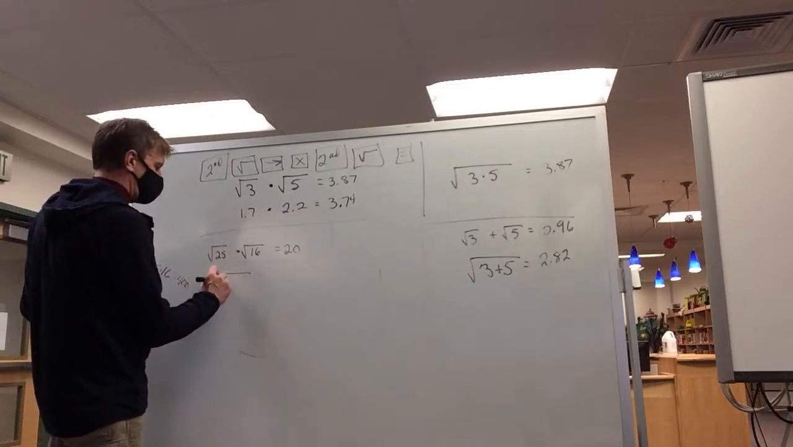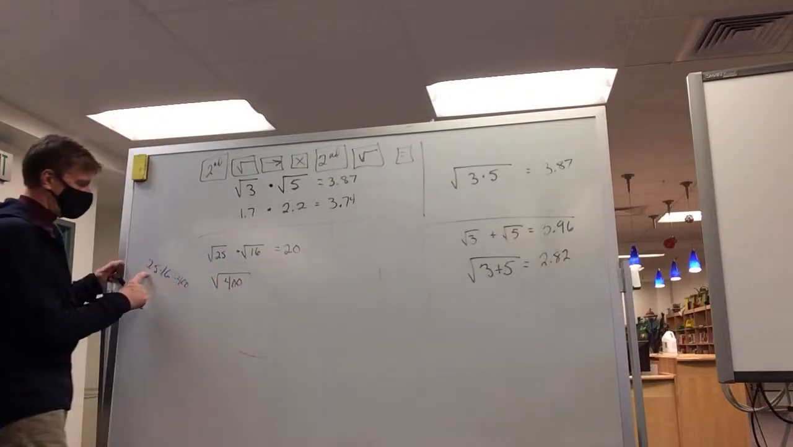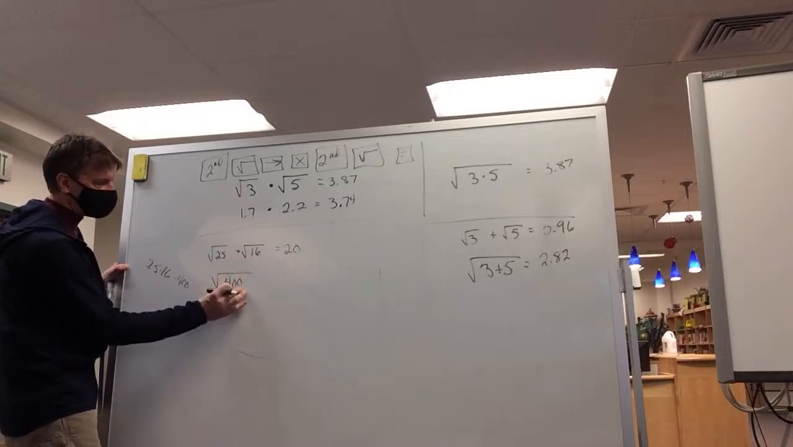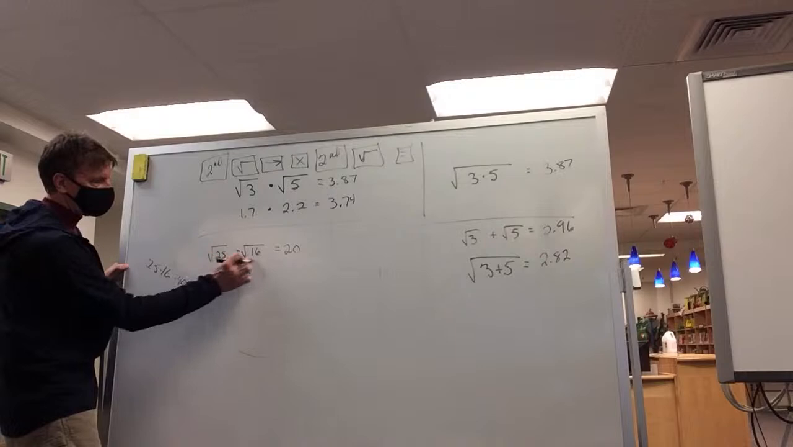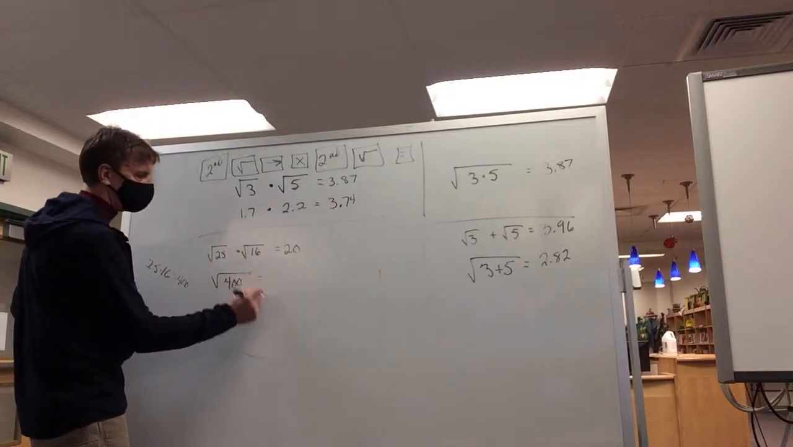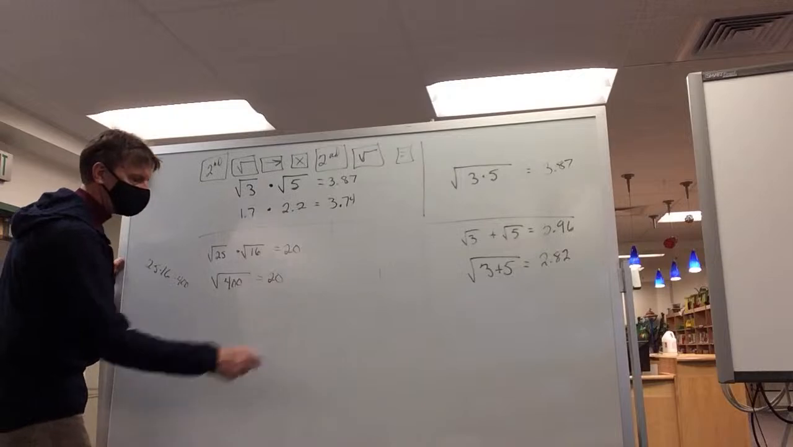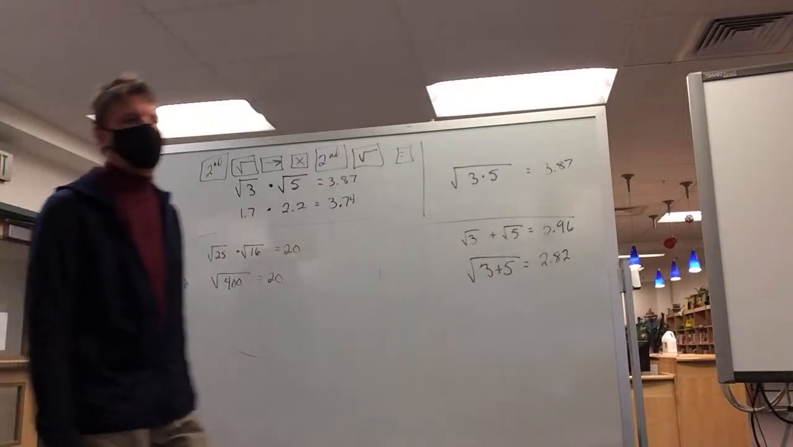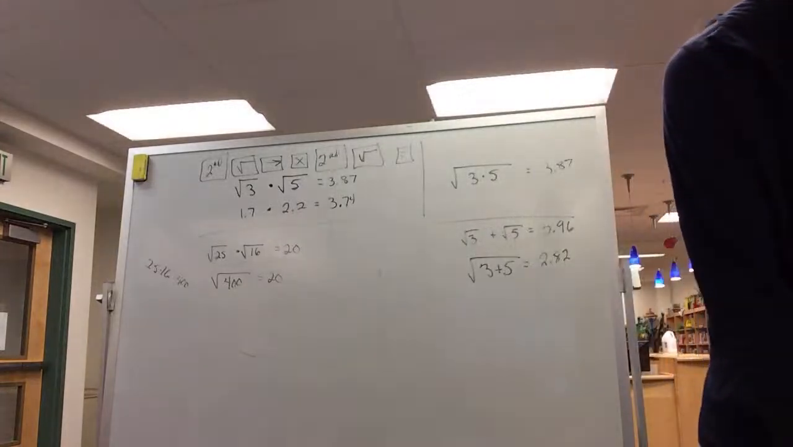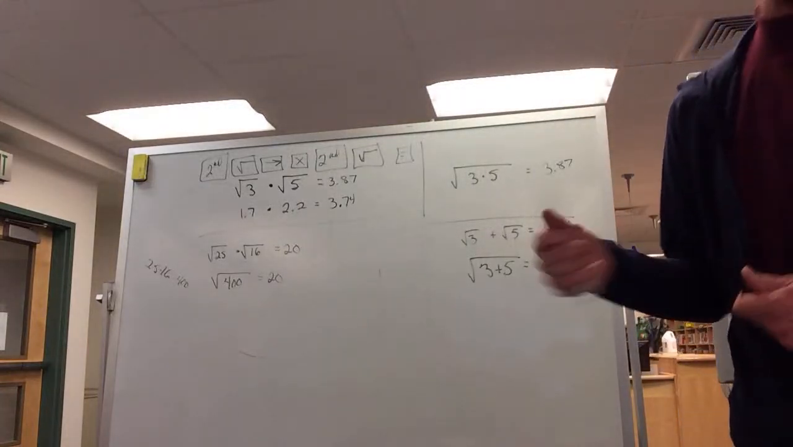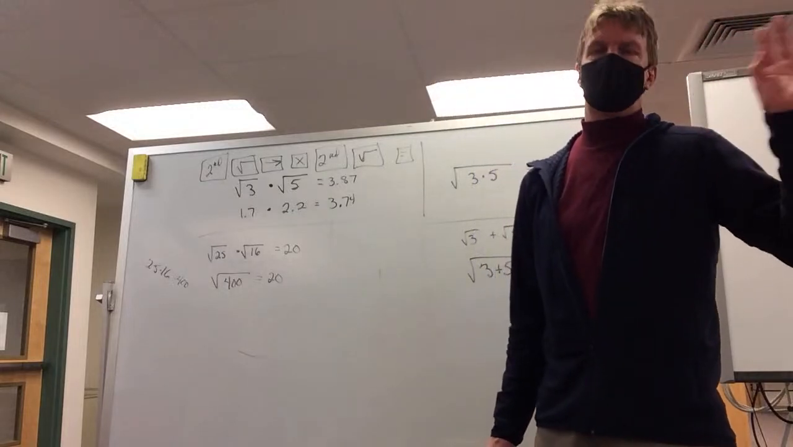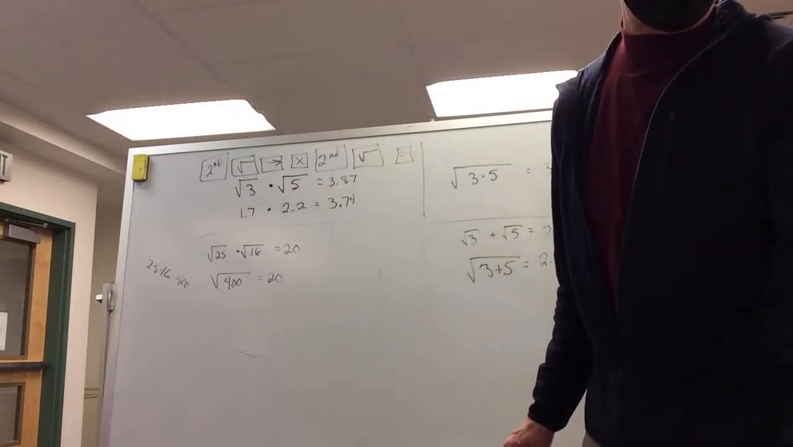Okay, so let's do this. If we thought of 25 times 16, so now we're multiplying square roots, and we bring them together, we multiply the 25 and the 16. What's the square root of 400? It's also 20, isn't it? So this leads us to the next property that we have, which is the product of square roots property. Remember, we have all of these, the power of a power, power of a quotient, and all that stuff. Well, this is the next one here, the product of square roots property.